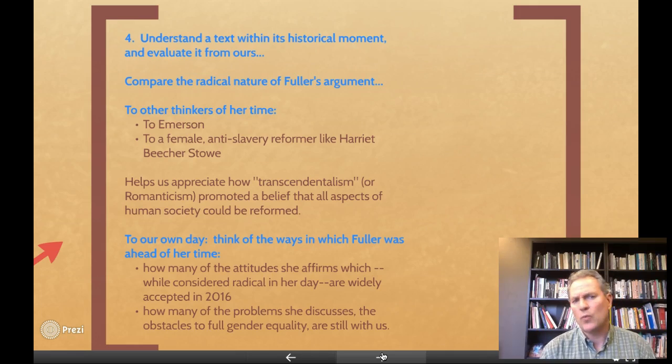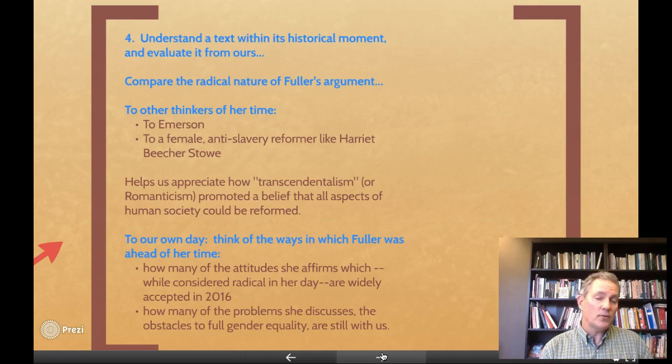And she's also radical when you consider her in relation to other women writers of her moment. So we'll be reading Harriet Beecher Stowe's Uncle Tom's Cabin from that book. She's a woman writing an anti-slavery reformist work, and you'll see that Stowe's vision of gender relations is quite a bit more traditional than what Fuller is doing here. So Fuller helps us appreciate how transcendentalism, or romanticism more broadly, really could promote a belief that all aspects of human society could be reformed.